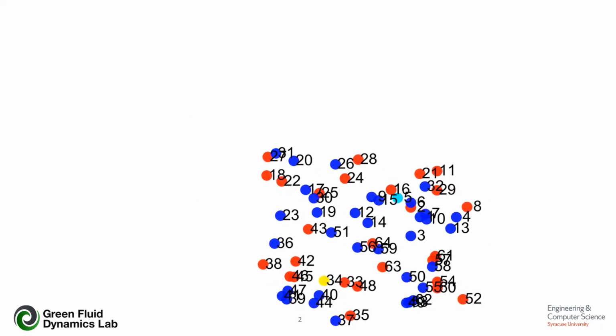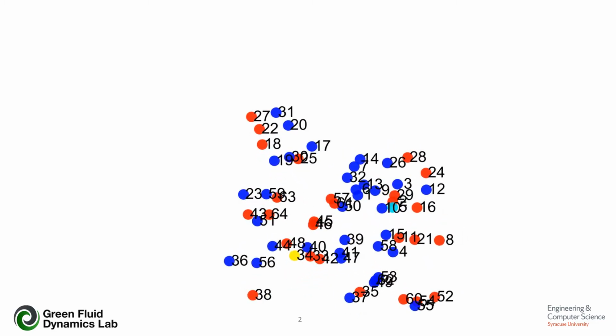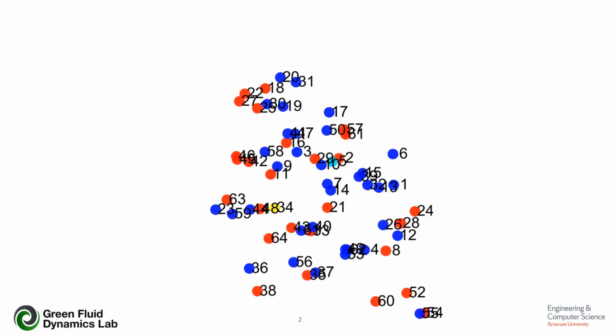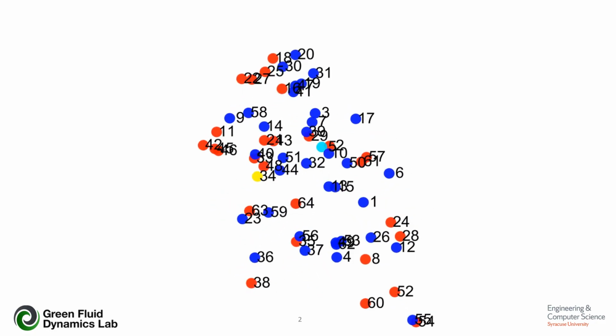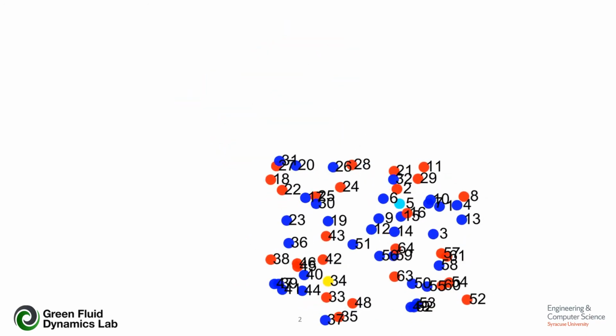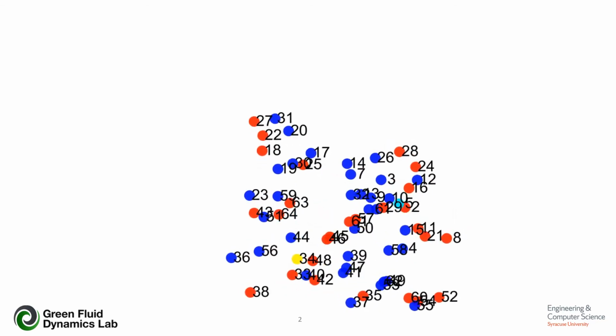Here is a simulation of 64 point vortices. There are 62 randomly assigned weak vortices, which are marked by red and blue dots, and 2 strong vortices marked by yellow and cyan dots. The red and yellow represent positive vortices, while blue and cyan represent negative vortices.